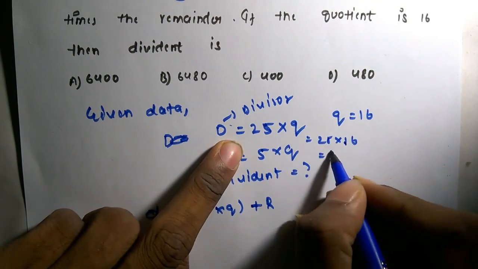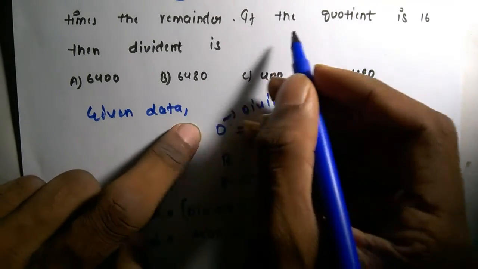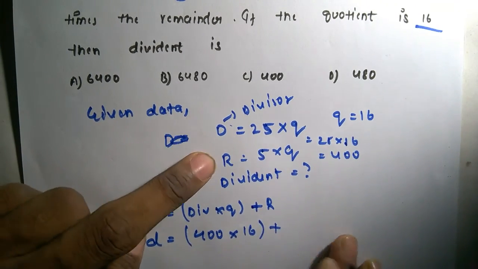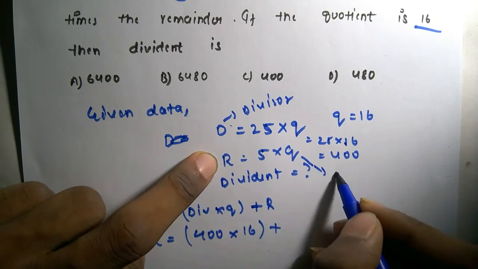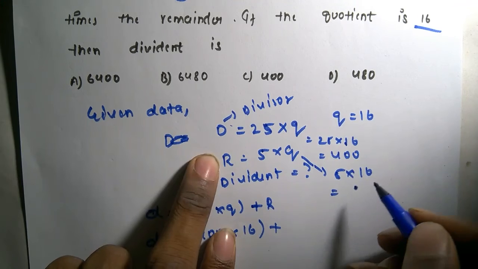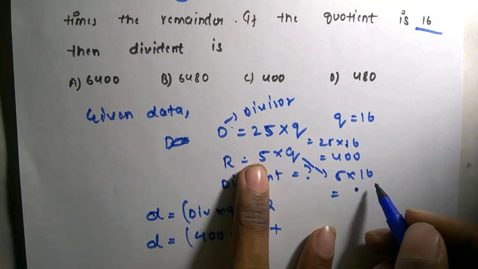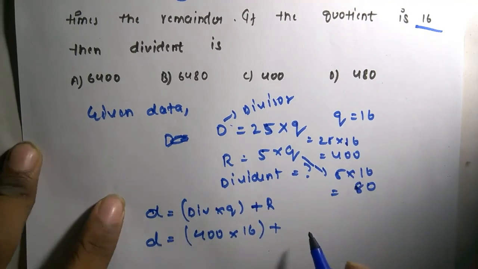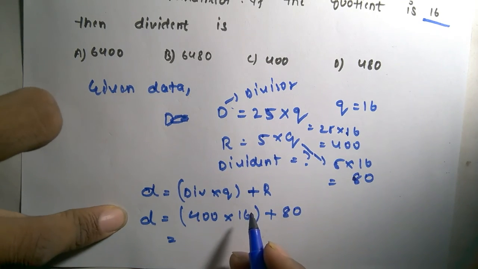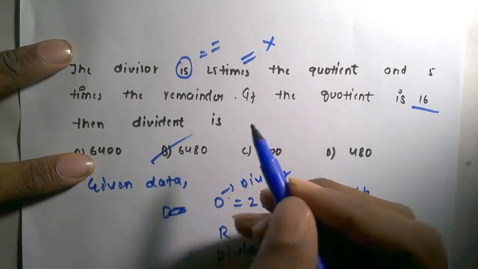25 into 16, that means 400. Okay, so divisor 400 into the quotient they have given in the question. Quotient is 16. Okay, and plus remainder. So what was the remainder here? 5 into 16, so that is 80. Okay, so 5 into 16 is 80, so the remainder is 80. So next 400 into 16 plus 80, the answer will be 6480. Okay, so the option is B.